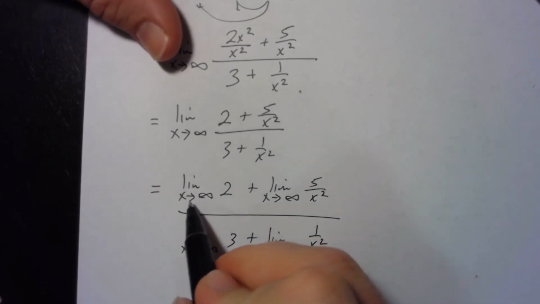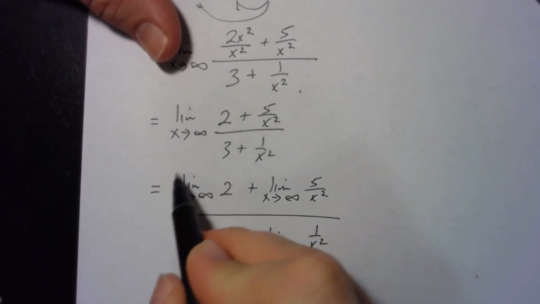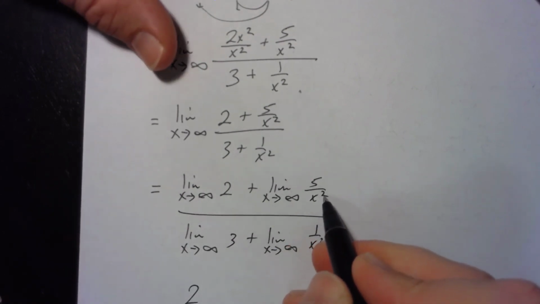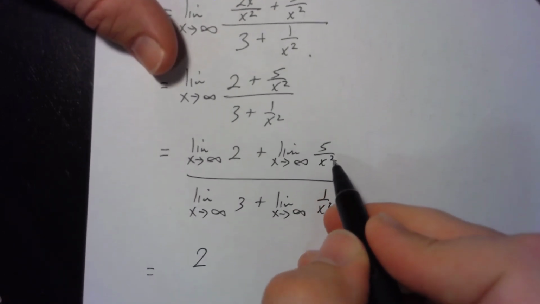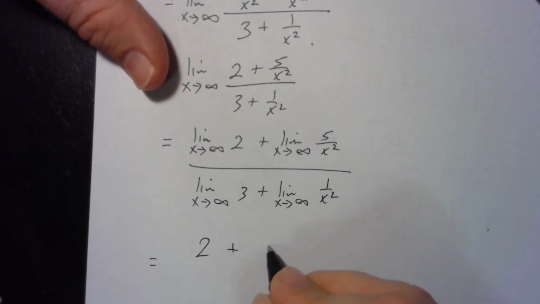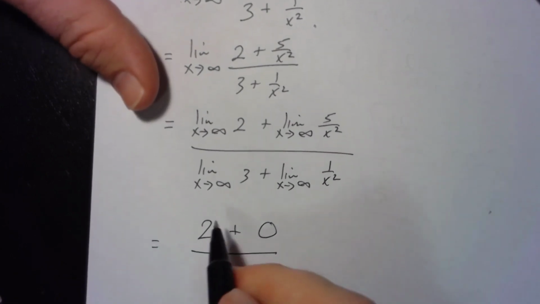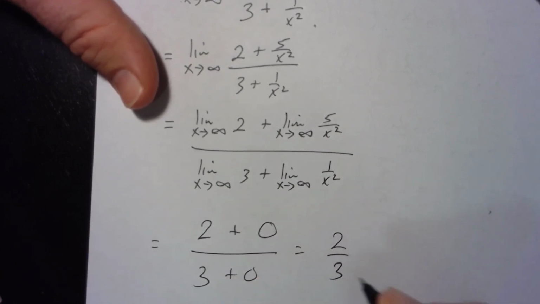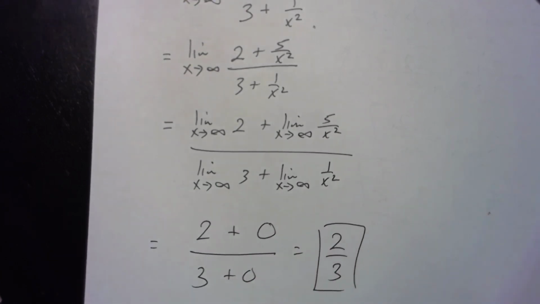But as x goes to infinity of 2, we get the value of 2. As x goes to infinity of 5 over x squared, we get a constant divided by something going to infinity, so plus 0. Divided by, as x goes to infinity of 3, we get 3, and as x goes to infinity of 1 over x squared, we get 0. And therefore, we get the limit is equal to a value of 2/3.